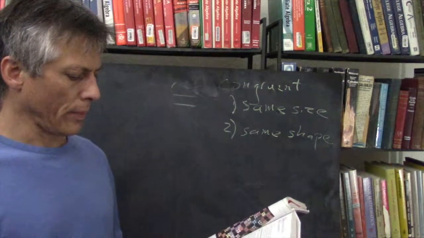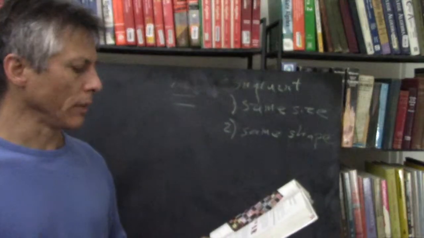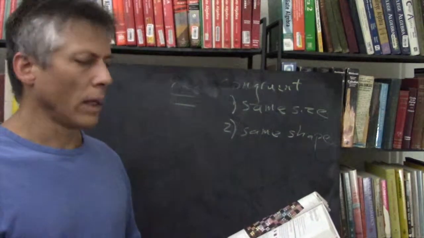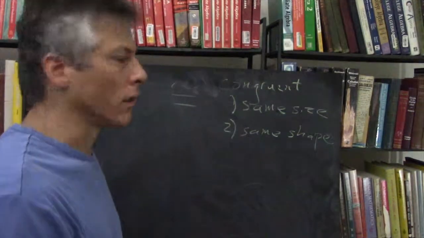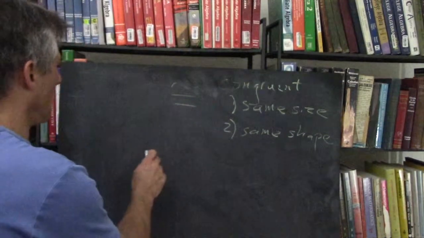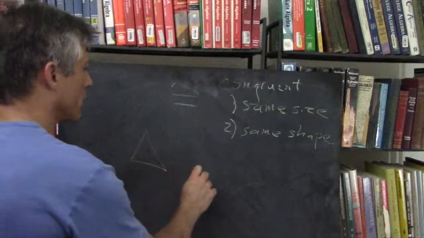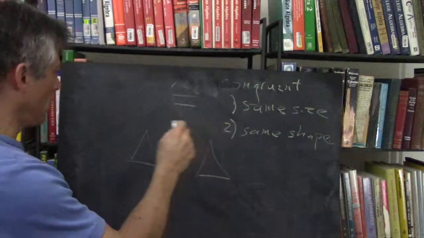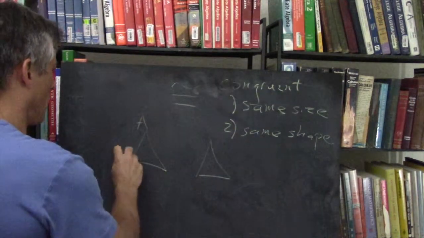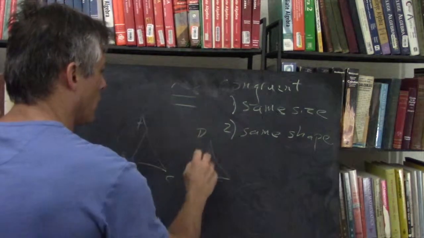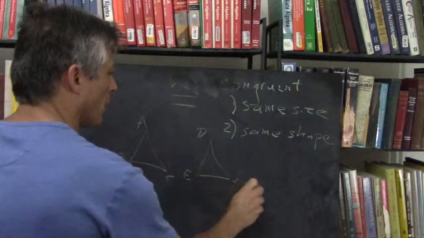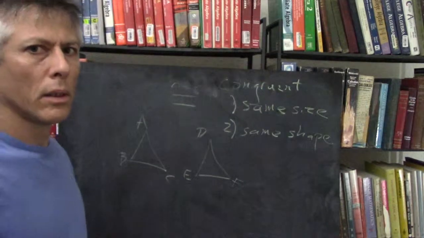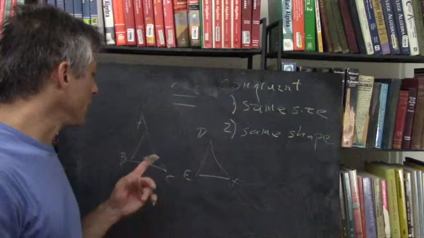And then on page 117 it gives an example of a triangle. So ABC and DEF are congruent, and they got the triangles. We got ABC, DEF. Okay, now what they're talking about here, it's important to understand.